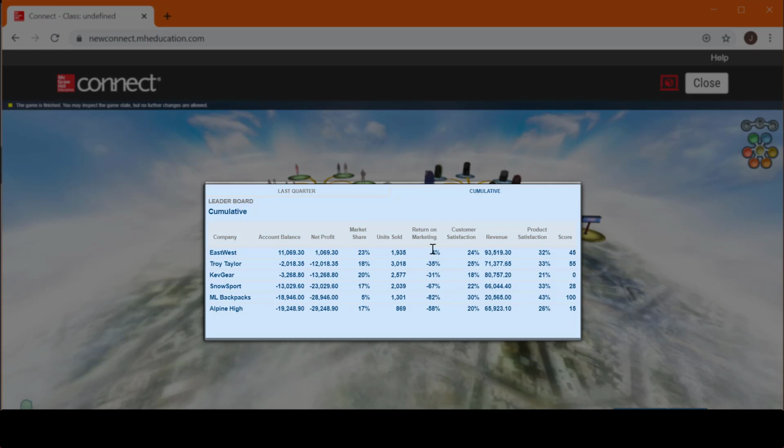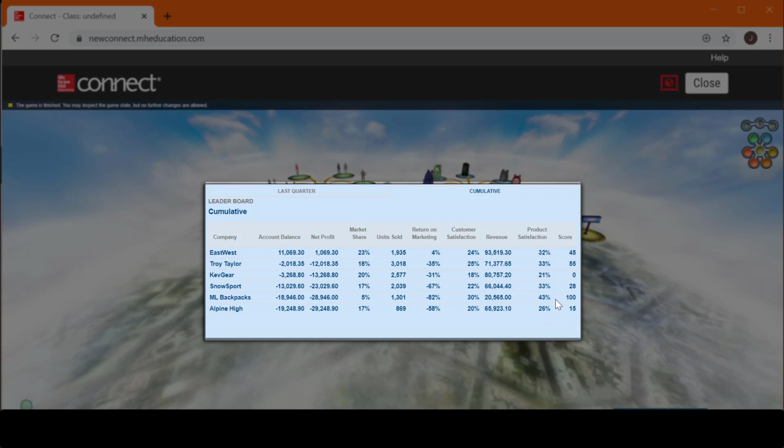You can also get an idea of how your return on marketing was, meaning how many marketing dollars you spent versus how many sales you got based on that. And you'll see the customer satisfaction score. Remember, the customer satisfaction is what your grade is being based on when completing the simulation. And it's made up of a lot of KPIs, which you can refer to in the tutorial tips page that you have on Canvas. You'll see the total revenue you made over the entire time, and you'll see product satisfaction.